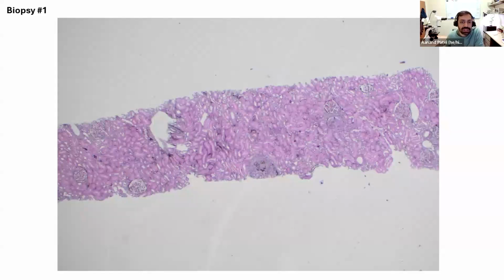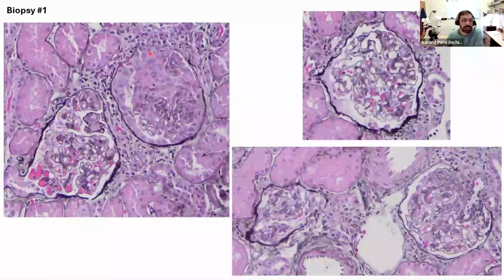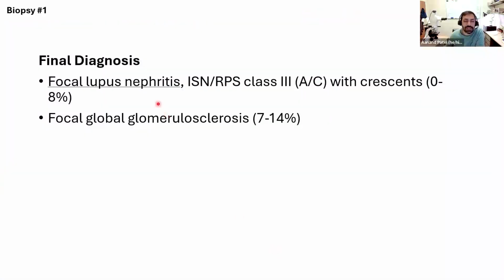And then if we look closer at the glomeruli, there was focal cellular crescent formation here in this glomerulus, and then a few glomeruli with segmental increased cellularity in the capillary loops, like there and maybe over here. But most of these glomeruli look reasonably good. So this first biopsy was a focal lupus nephritis, just a small number of crescents and a small amount of chronic injury.